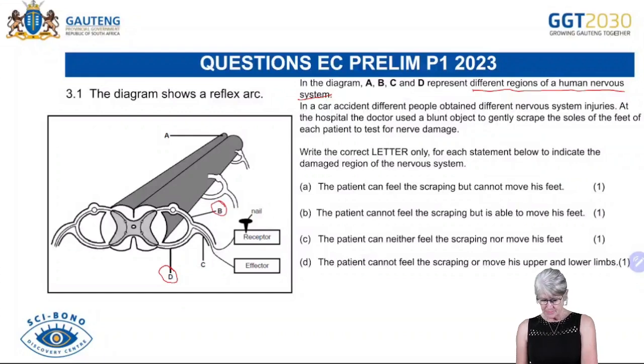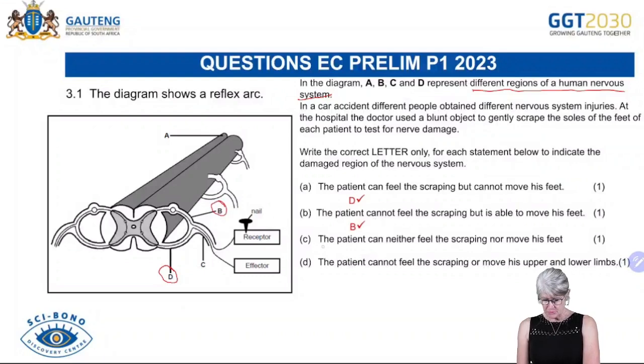So the part that would be damaged would be D. The next one, the patient cannot feel the scraping. So while the doctor's scraping, that person can't feel the scraping, but he can still move his feet. But he's not moving it necessarily in response. He just can't feel it. So that means that the sensory neuron, that sensory part of the nervous system, would be damaged. So that would be B.